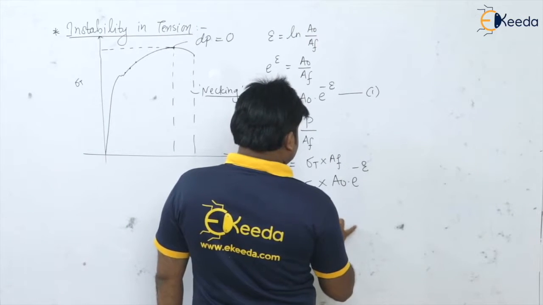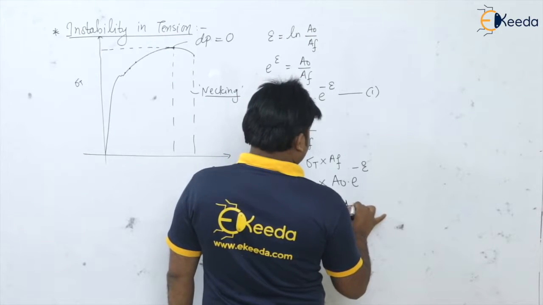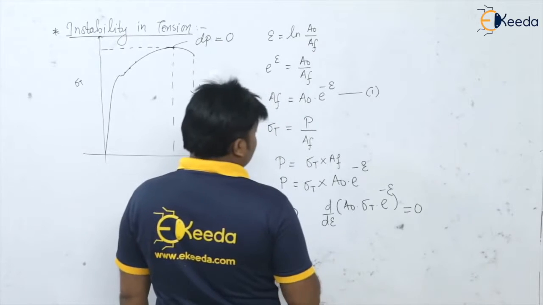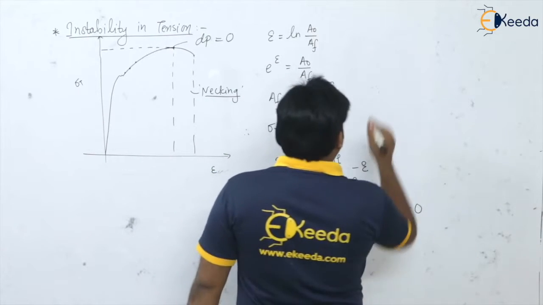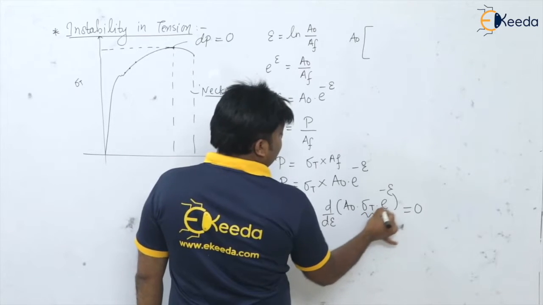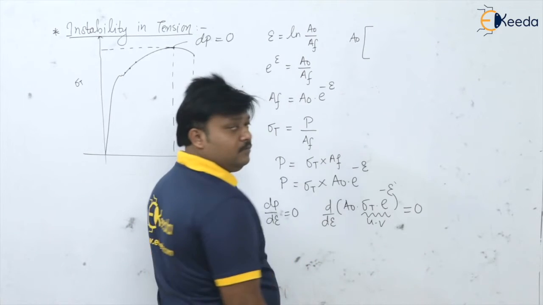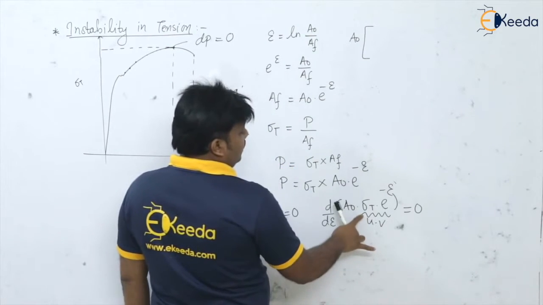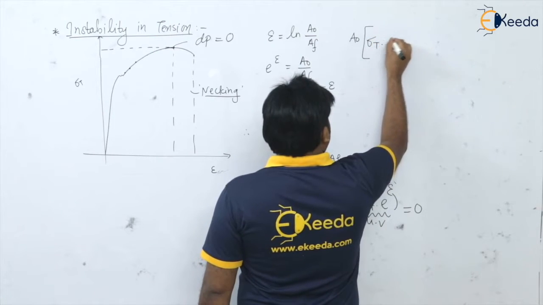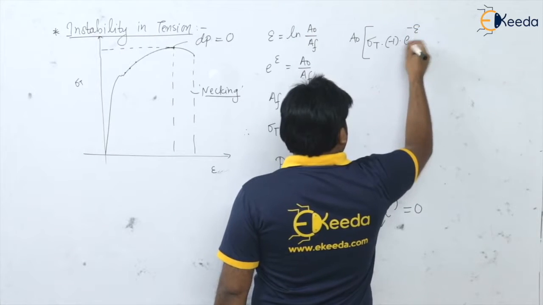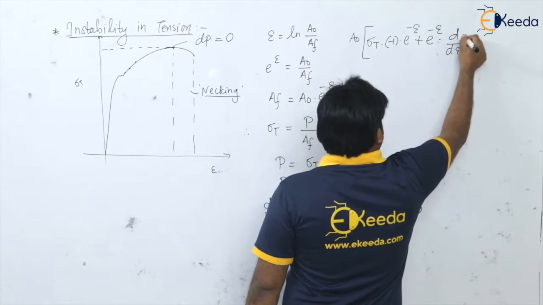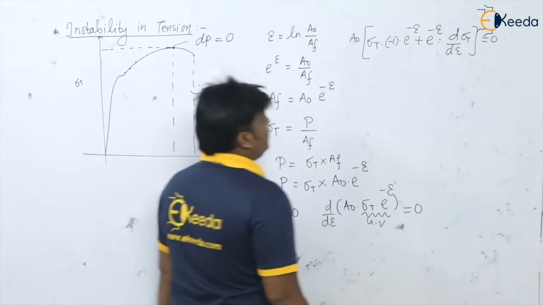That is d by d epsilon of A naught into sigma t into e to the power minus epsilon, and equate to 0. Let us do that. The variables are only e to the power epsilon and sigma t. A naught I will take out as a constant. Differentiate sigma t into e to the power minus epsilon by the UV rule. What does the UV rule say? First term into d dx of second plus second term into d dx of first, and equate to 0. So first term into d dx of second, that is e to the power minus epsilon, gives minus 1 into e to the power minus epsilon, plus second term into d by d epsilon of sigma t, equal to 0, isn't it? So what can I write?